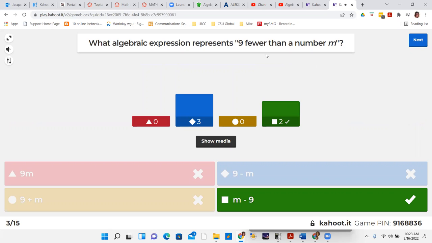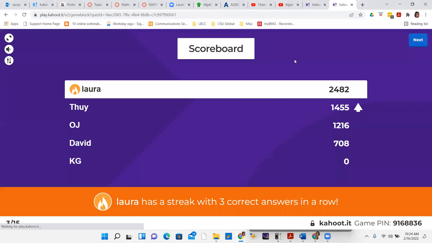All right, 9 fewer than M. That means you're subtracting 9. So remember, the order of subtraction matters. I see most of you hit the 9 minus M. But if there's 9 fewer people, right, that means you're subtracting 9. Okay. Laura's on fire.